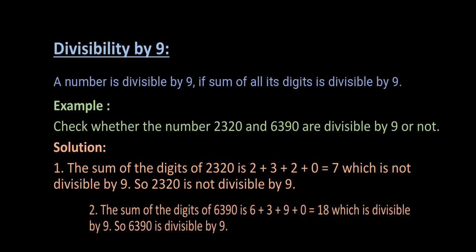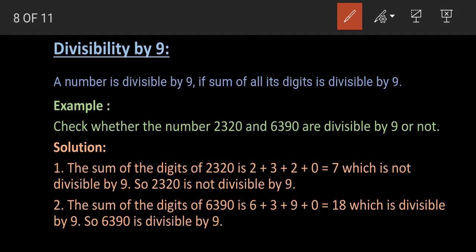Now come to one more solution. The sum of the digits of 6390 is 6 plus 3 plus 9 plus 0. 6 plus 3 is 9, 9 plus 9 is 18. 18 is divisible by 9, so we can say that the number is also divisible by 9. Same as for 3, first you have to find the sum of all the digits of the number. If that sum is divisible by 9, then the whole number is divisible by 9.